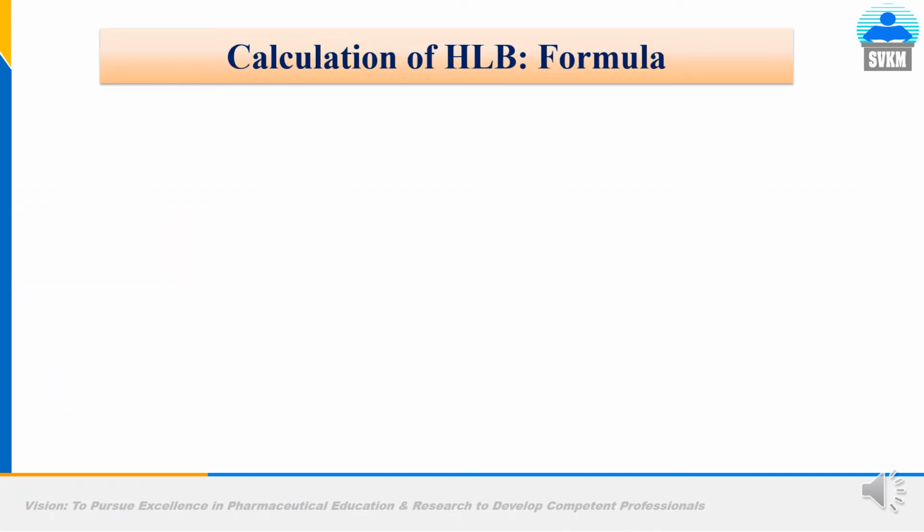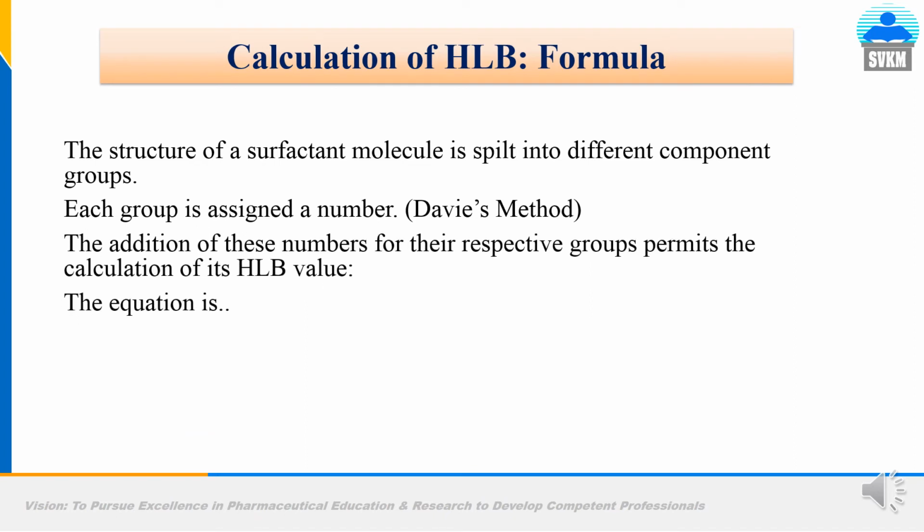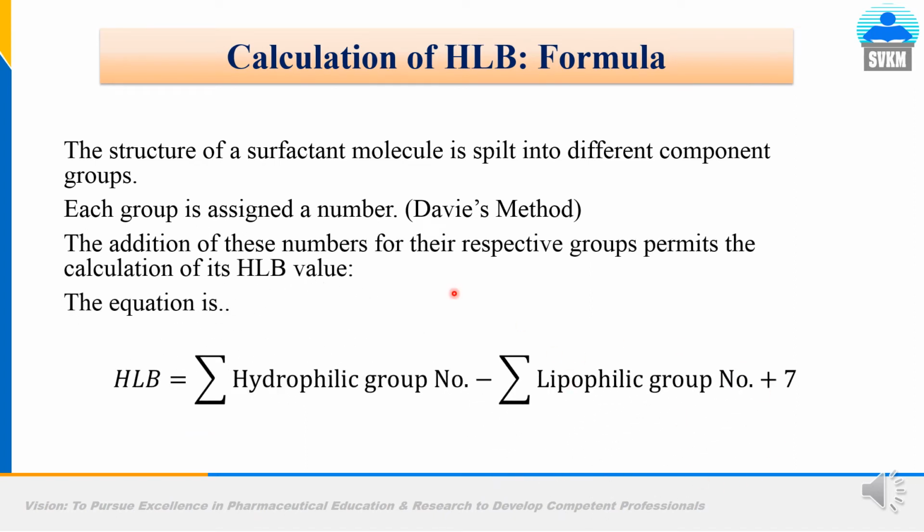Now, the most important part: calculation of the HLB value. How is the HLB value of a given surfactant molecule calculated? There are three formulas. By using these formulas, we can calculate the HLB value of any surfactant molecule. So let us take an example. If we want to calculate the HLB value of your surfactant molecule, the first formula is what? The HLB is equal to the summation of your hydrophilic group numbers minus the summation of your lipophilic group numbers plus 7. So this is the first formula. Let us discuss each and every part one by one.